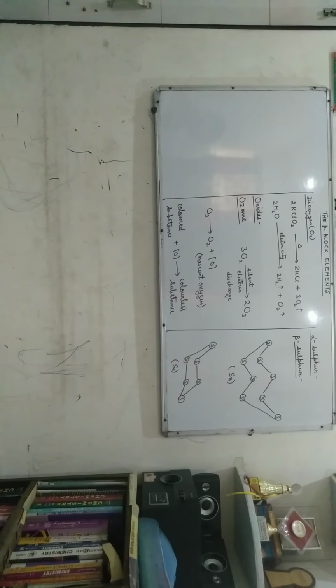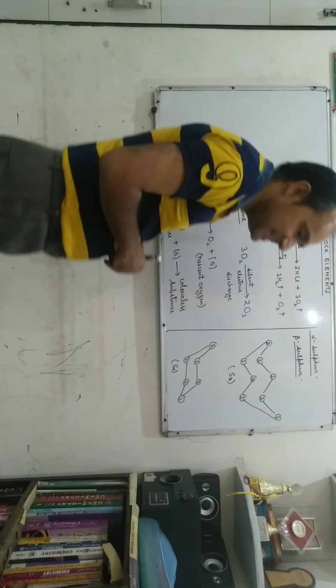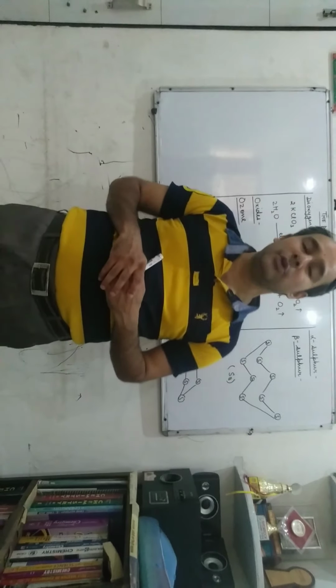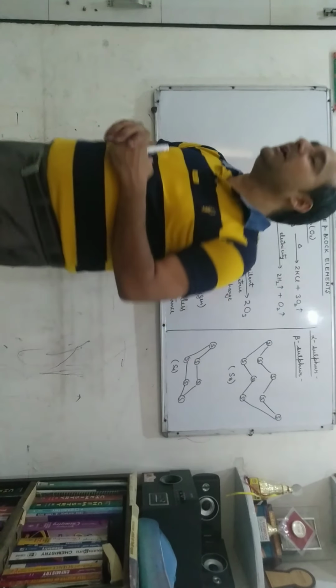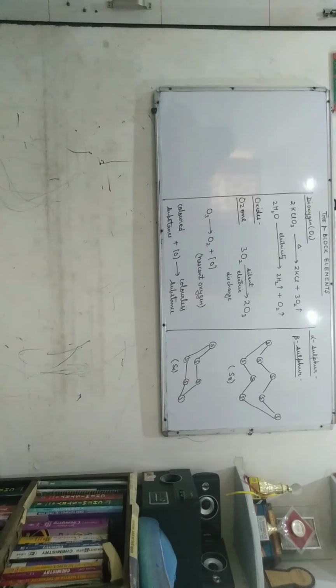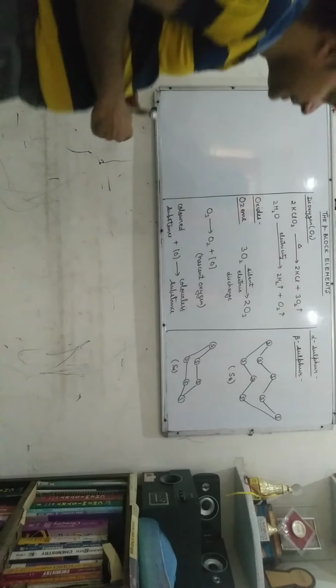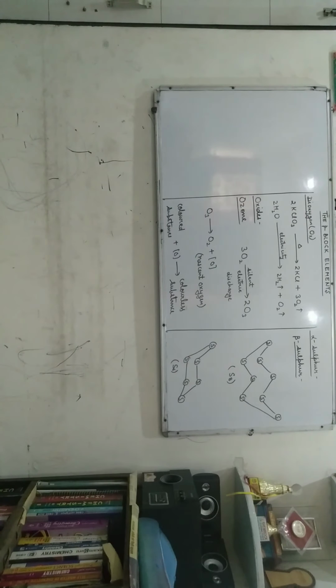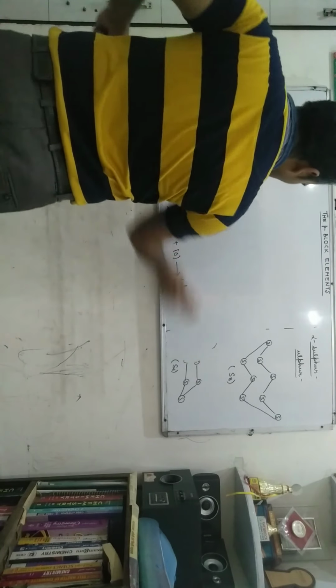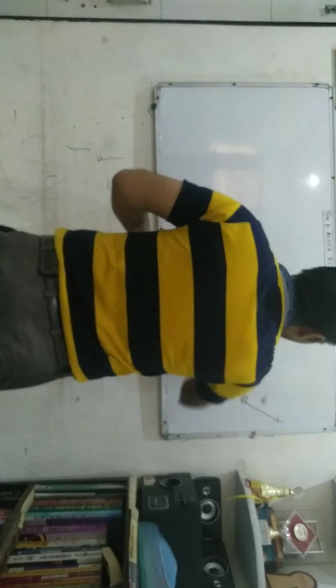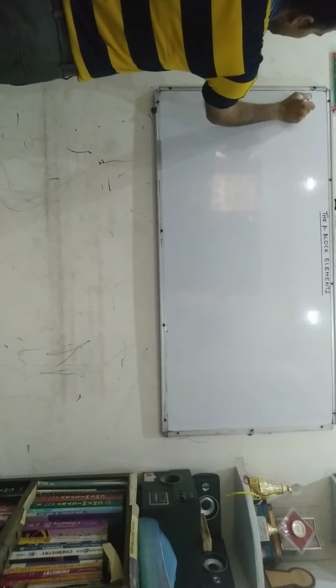Now, question: how is the presence of sulfur dioxide detected? Students, sulfur dioxide decolorizes acidified potassium permanganate solution from purple to colorless. This is the characteristic test for testing sulfur dioxide gas. Now let us discuss the oxoacids of sulfur. The first oxoacid of sulfur is sulfurous acid.